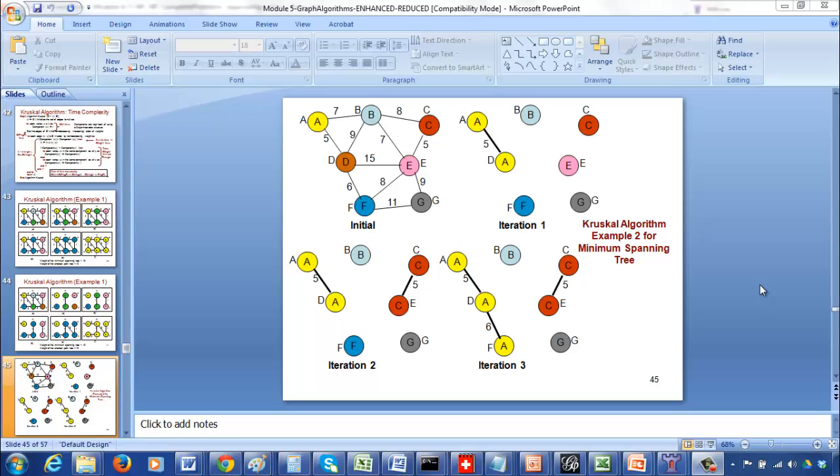Okay, so in this example, what we're going to do is, given a graph, we're going to look at how to construct the minimal spanning tree of that graph.